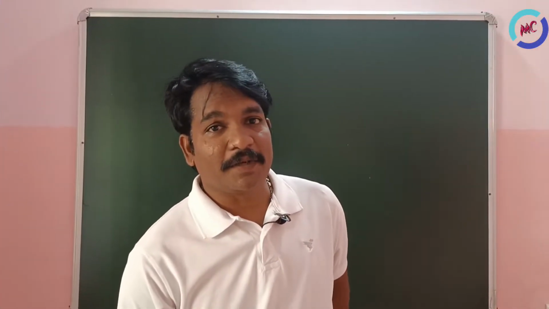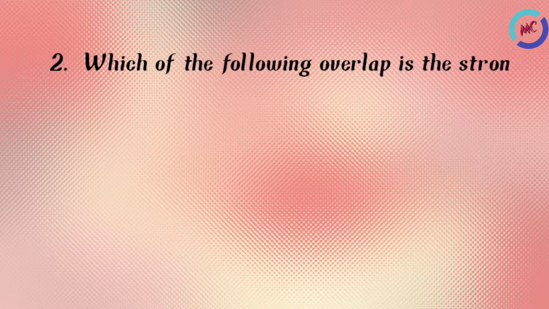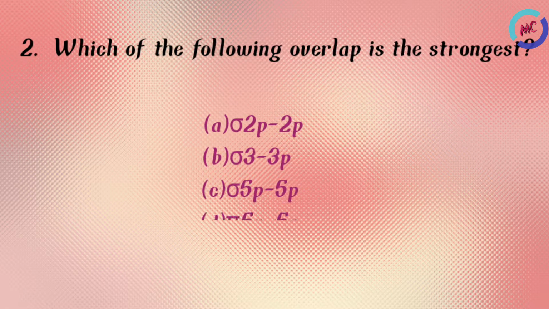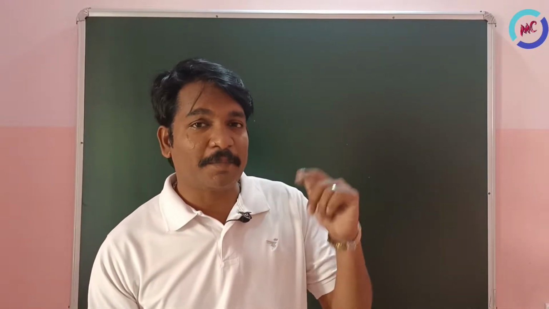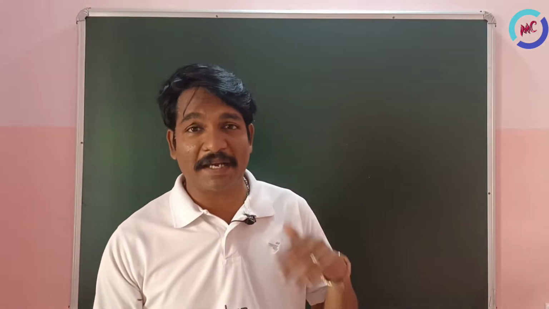Let us check the second one. Which of the following overlaps is the strongest? Option A, sigma 2p-2p, sigma 3p-3p, sigma 5p-5p, pi 5p-5p. In the given options, they gave sigma 2p-2p, sigma 3p-3p and sigma 5p-5p, and one more is pi 5p-5p.